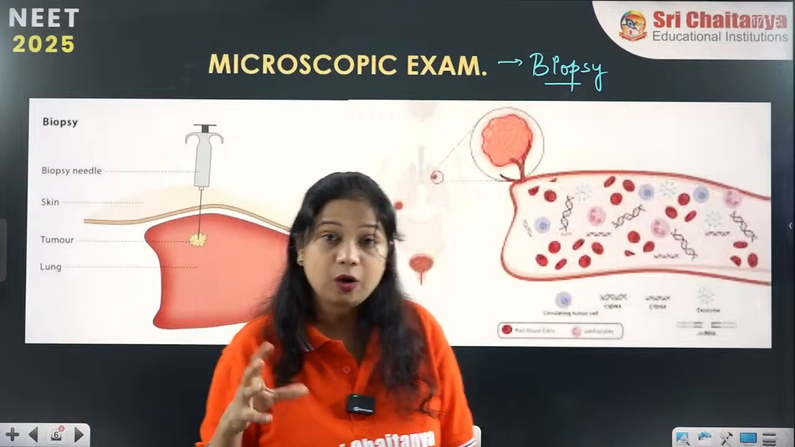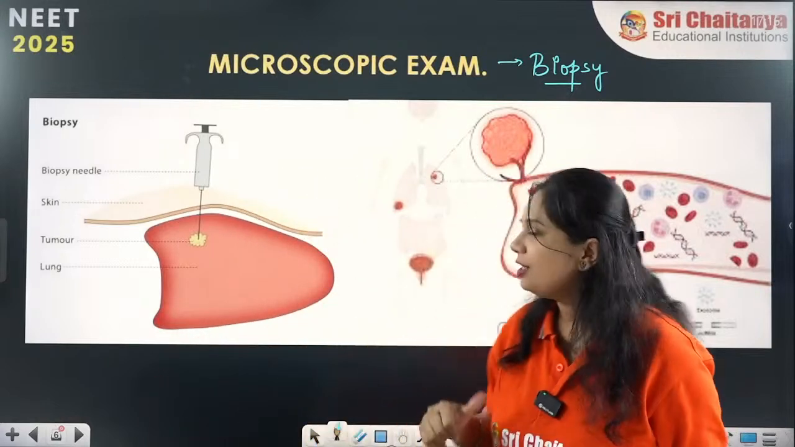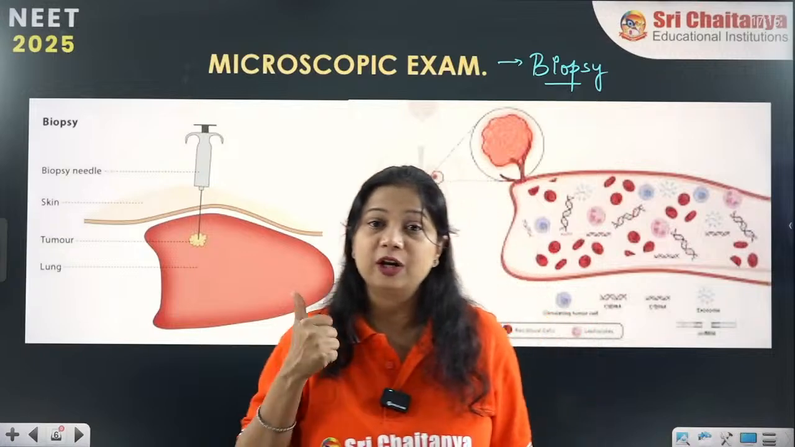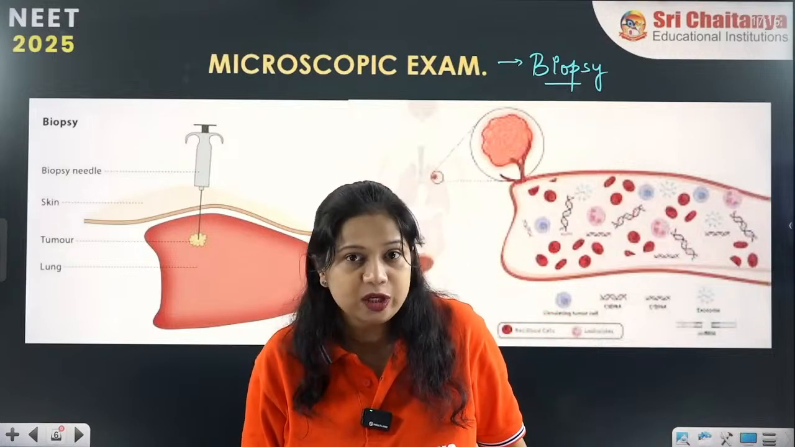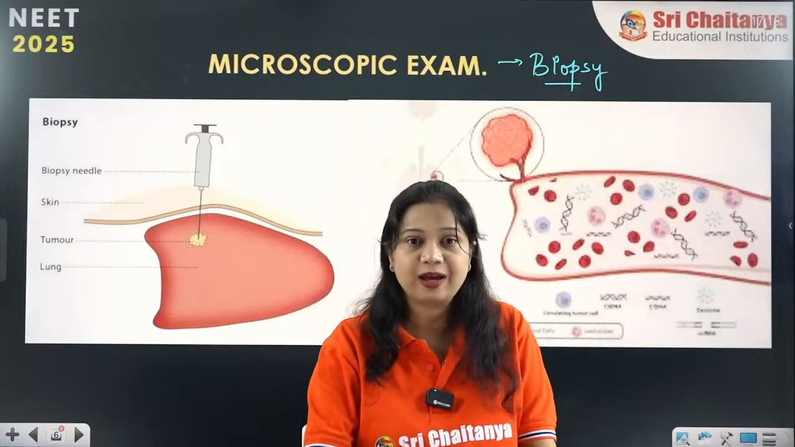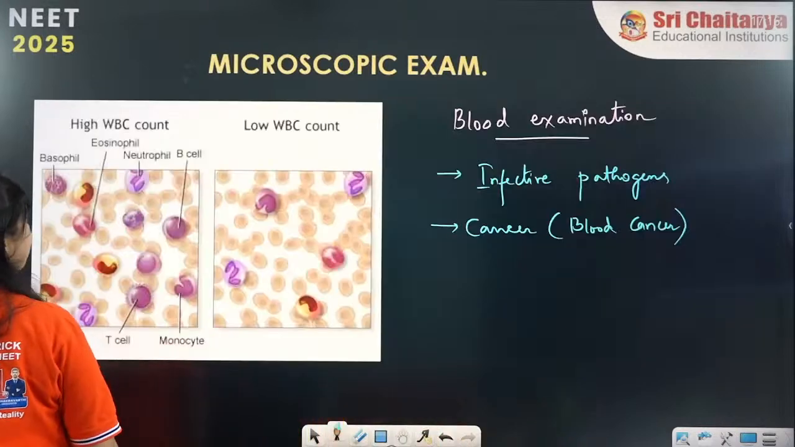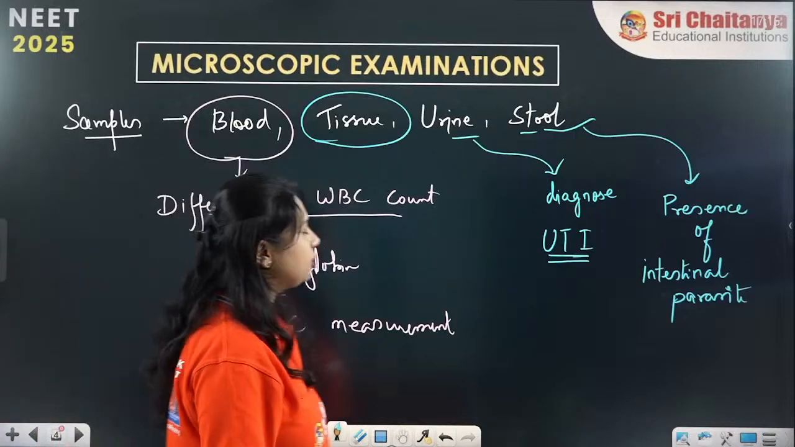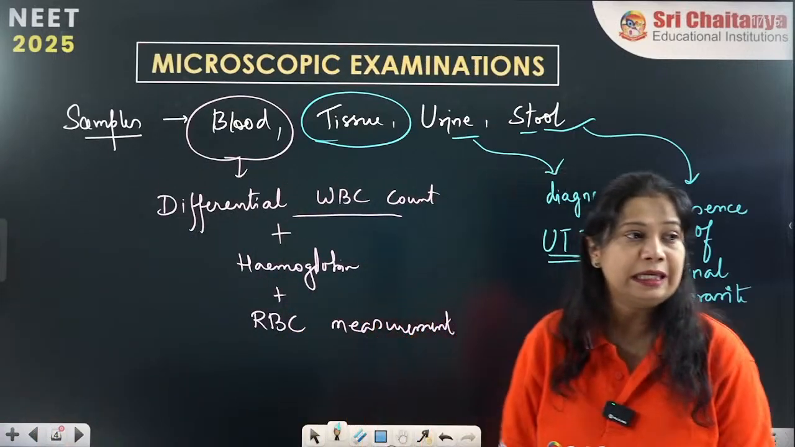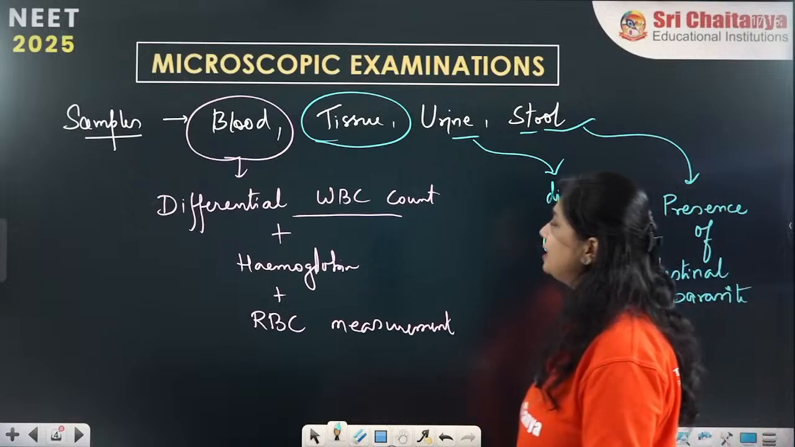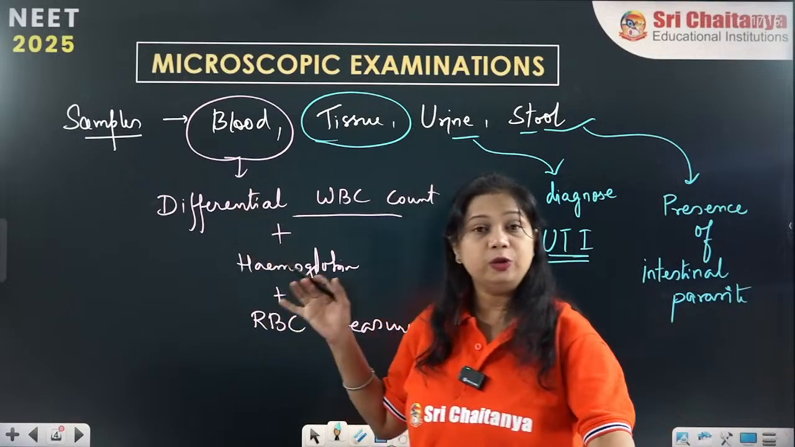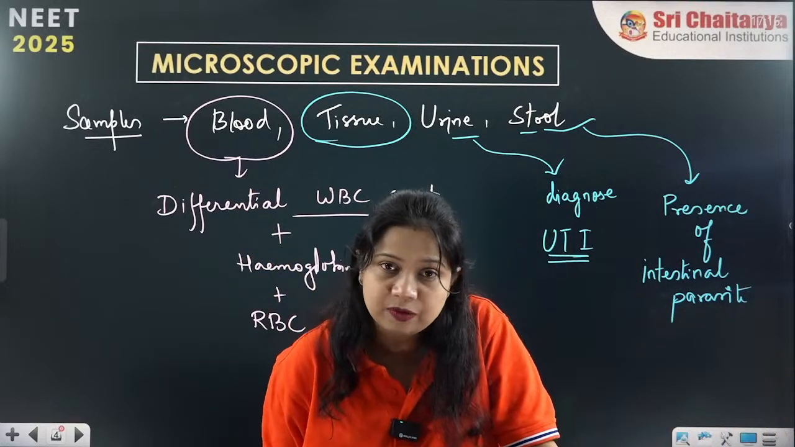So now when you are going to study cancer, you are definitely going to see that tissue biopsy is one of the major processes which will confirm the presence or absence of cancer in an organ. So this is about the microscopic examination. In case of microscopic examination, what all do we do? We take blood, urine, feces or stool. These are the samples we take.